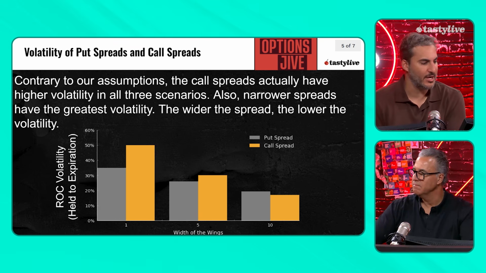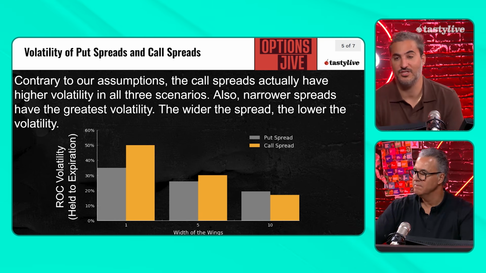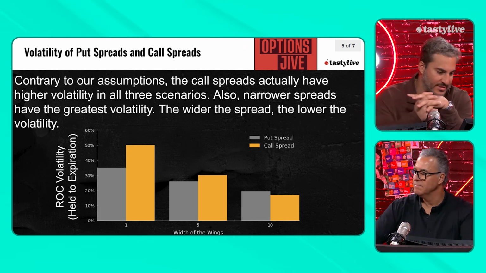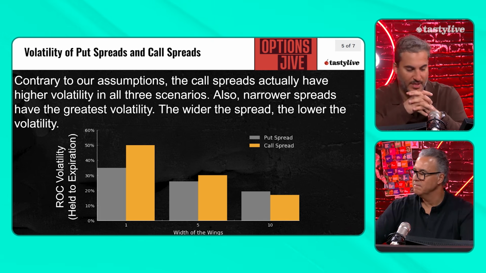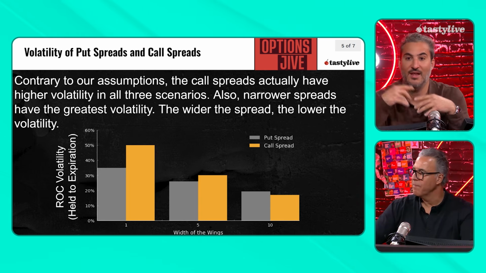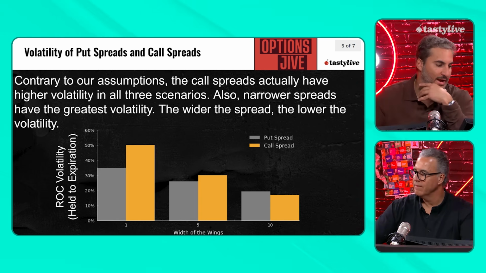So here, narrow spreads have the greatest volatility just from a P&L standpoint, and the wider spreads, the lower the volatility. And that's just because the wider spreads are not as binary as your $1 wide options.